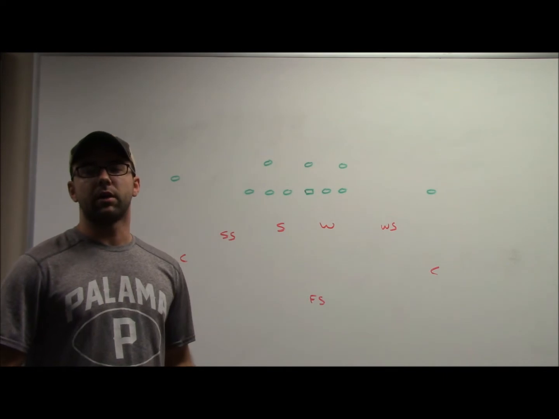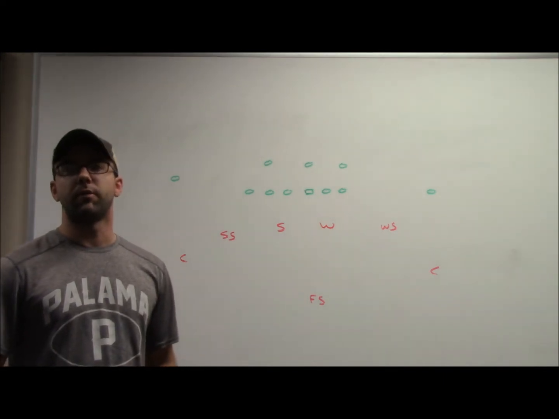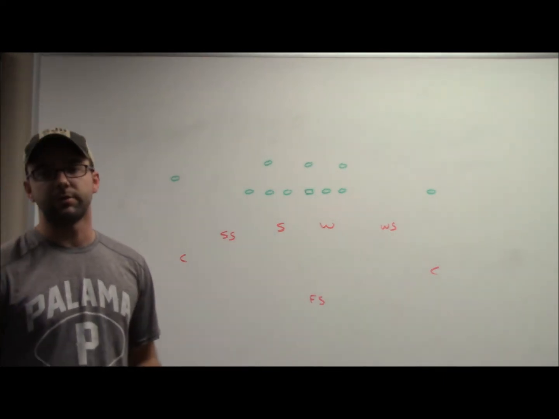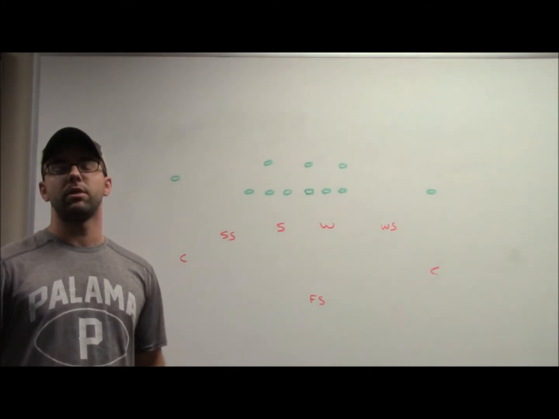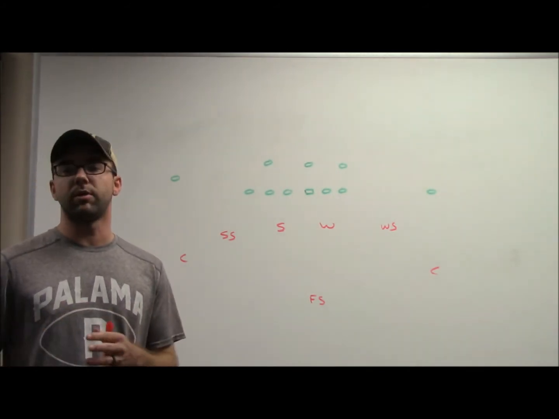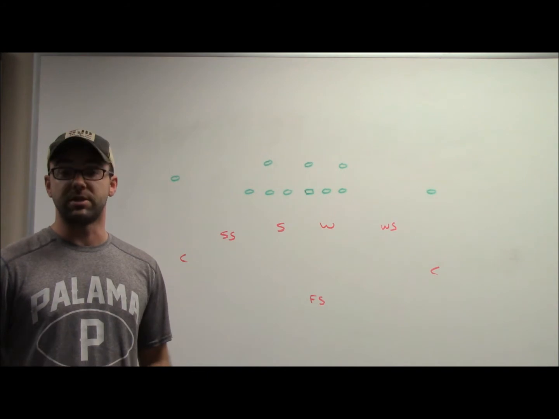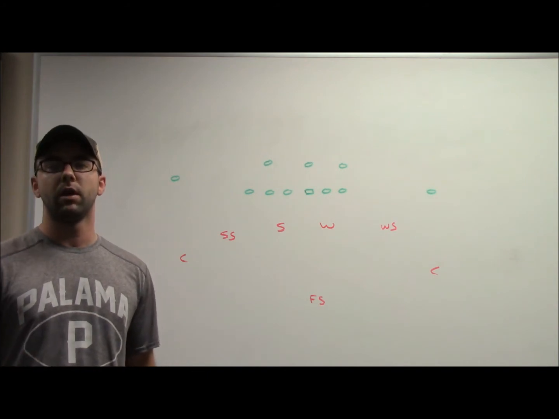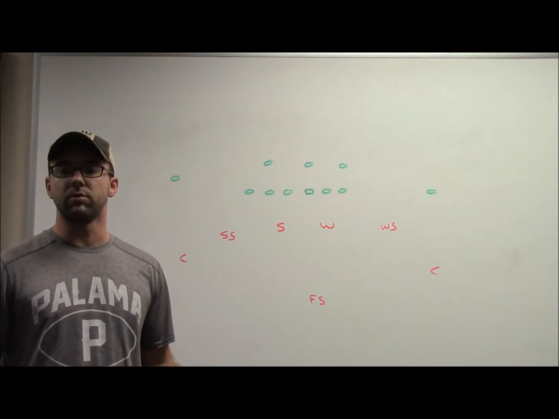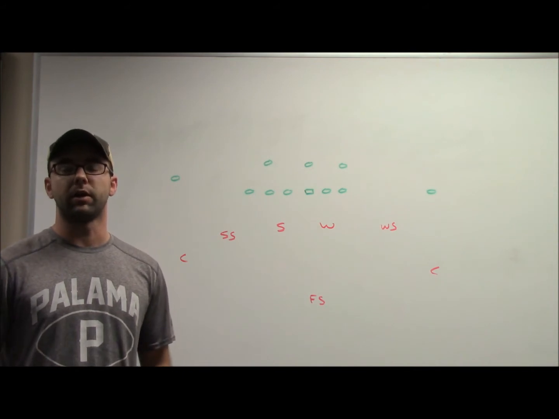Today we're going to take a look at our cover 3 package and specifically how we defend strong side 3-man combination routes. One of the biggest weaknesses of cover 3 is when the offense wants to flood or send 3 receivers to the strong side. It's something that we have to be aware of if we're going to run cover 3, and there are some adjustments that we can use to help better match up against that. So that's what we're going to look at today.